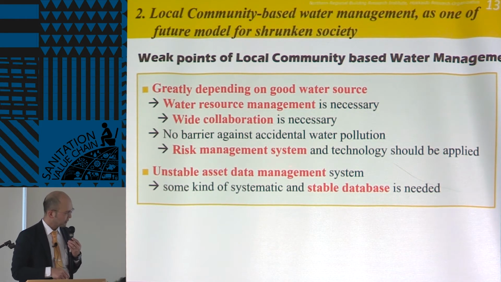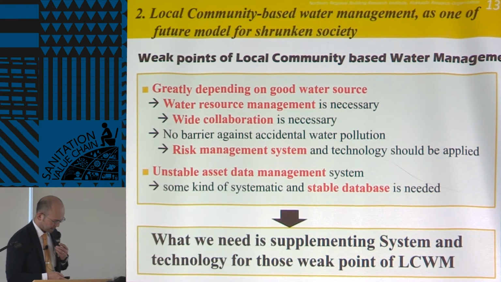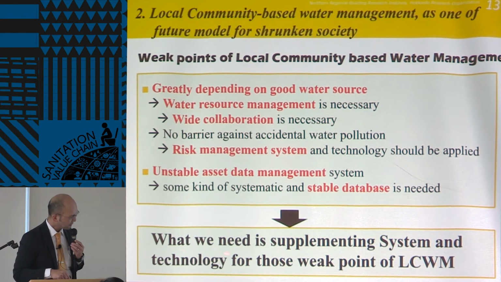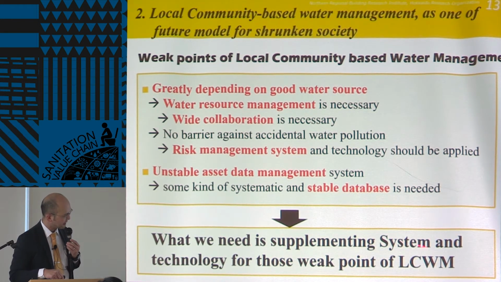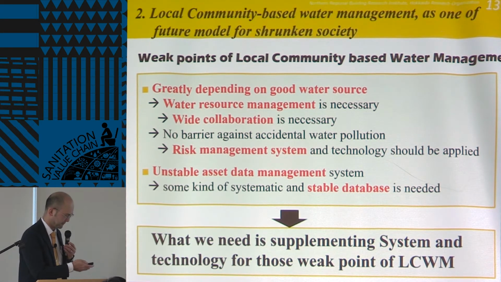And another weak point is the unstable asset data management system. It means that, for example, there is no data on where the pipeline is. Only the people remember where it is. So if the manager is changed, the information will be lost. So we thought that what we need is a supplementing system and technology for those weak points of the local community water management system.